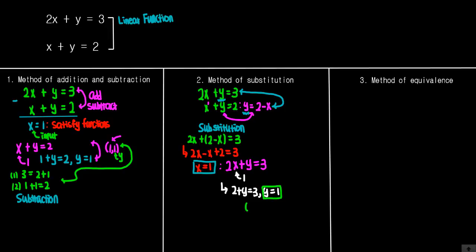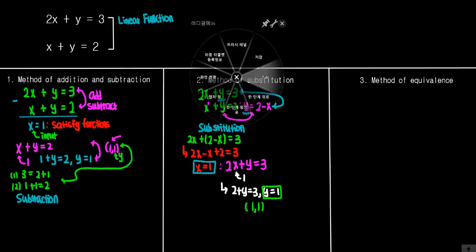So for a total, like a conclusion, we could say that the intersecting point's coordinate is going to be (1, 1). And we could obviously compare that this is exactly the same as the method of addition and subtraction's answer.